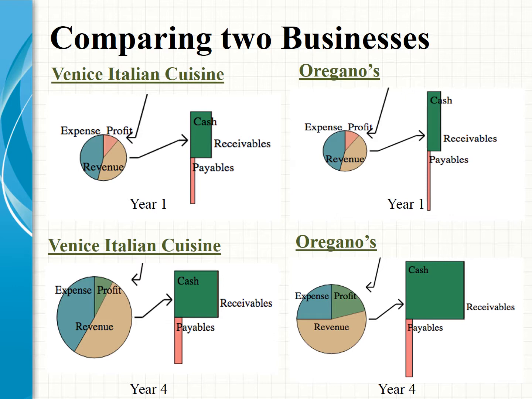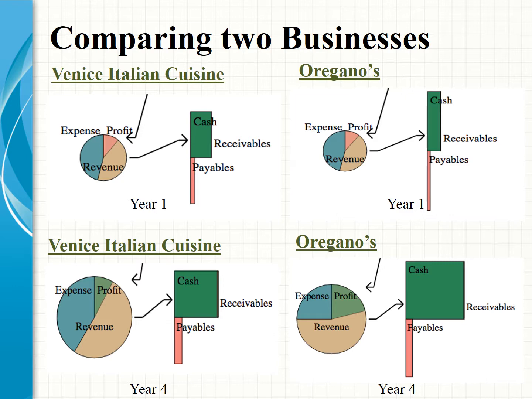By the end of year 4, the restaurant's reputation had spread throughout the community. Its name became synonymous with delicious Italian food. Customers enjoyed the fine dining experience and upscale ambiance of the Venice Italian Cuisine restaurant. Customers found the prices reasonable and were happy with the diversity of the menu. Compared to year 1, revenue at the restaurant improved. In year 1, the red wedge meant the restaurant operated at a loss. In year 4, the green wedge showed the restaurant was operating at a profit.